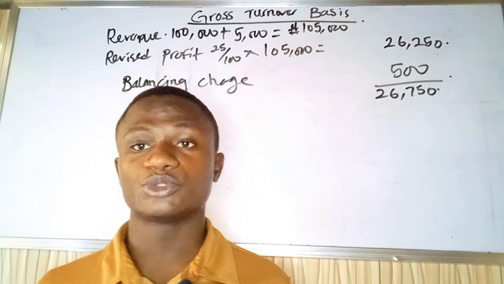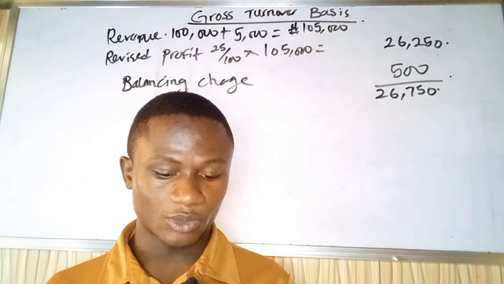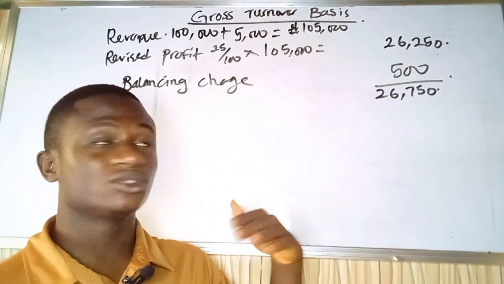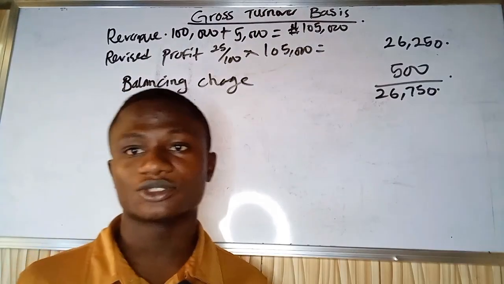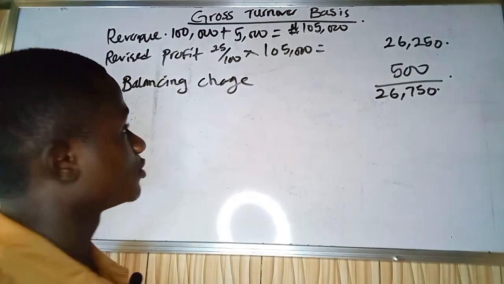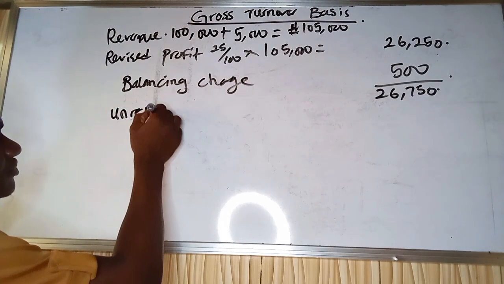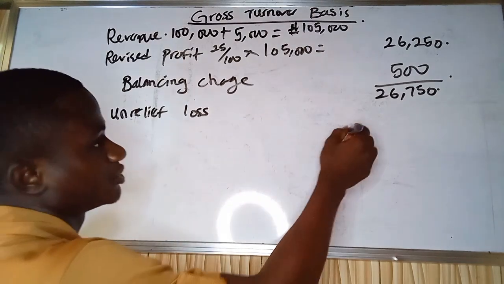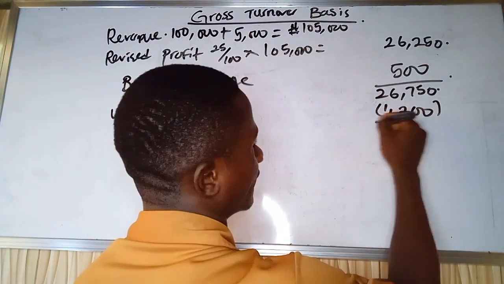From the question again, we have unrelieved loss brought forward. We know that losses are meant to be subtracted, right? And we have capital allowance. If you don't understand all these things, just watch out for my video on capital allowance and company income tax. You will understand why we need to add and subtract all these things. So unrelieved loss, we are going to deduct also. Unrelieved loss of 1,200 from the question.